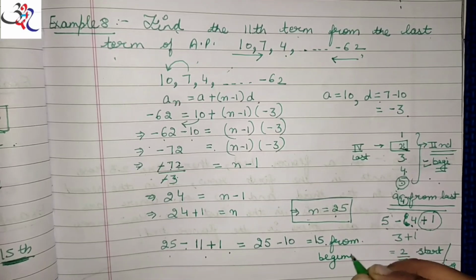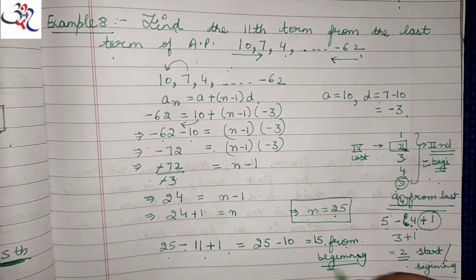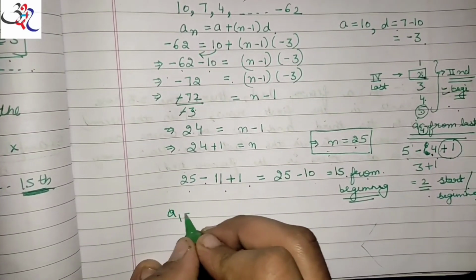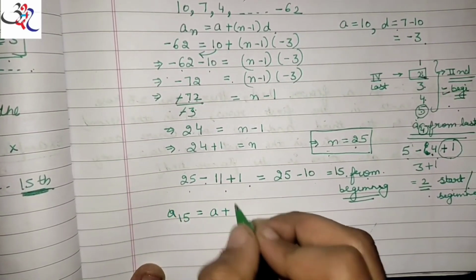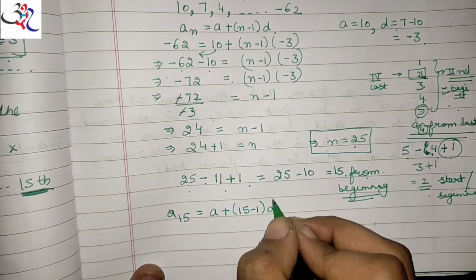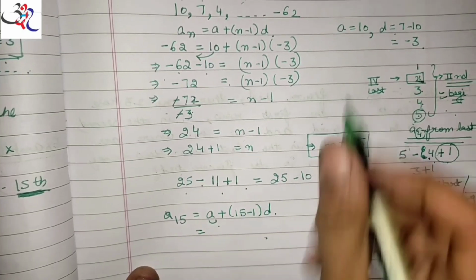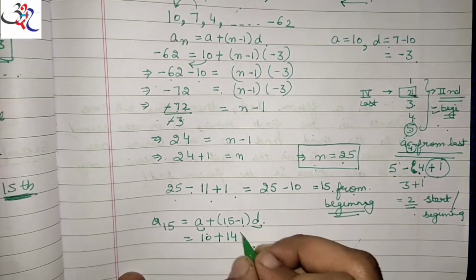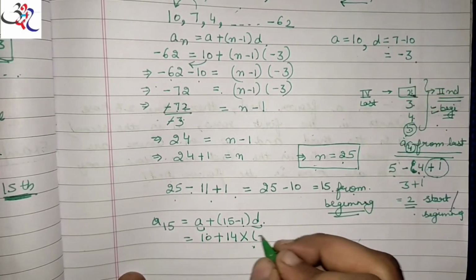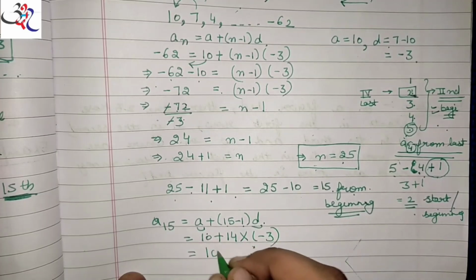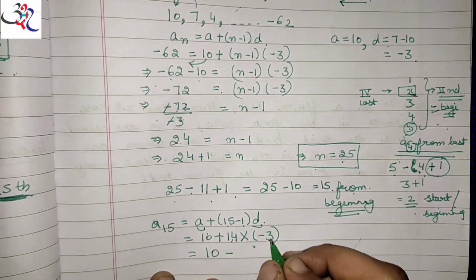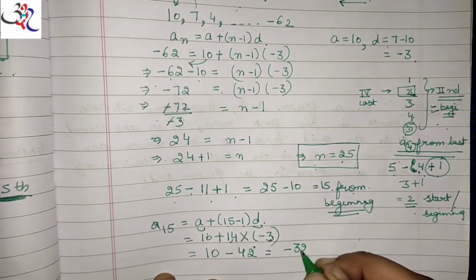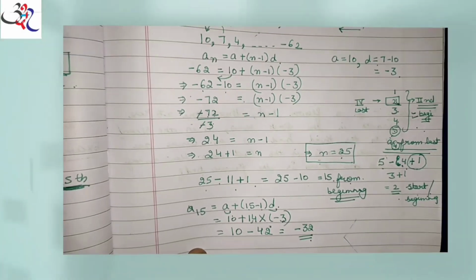So our question is now simple: we simply have to find the 15th term of this AP, which is given by the formula A15 is equal to a plus (15 minus 1) into d. So a we know, a is 10, plus 15 minus 1 is 14, into d, and d is minus 3. So my answer will be 10 minus 14 times 3, which is 42. So my answer will be equal to minus 32.